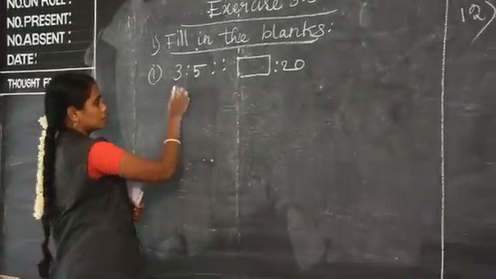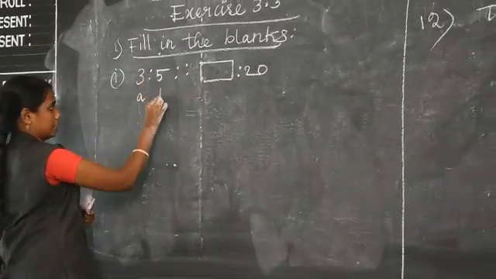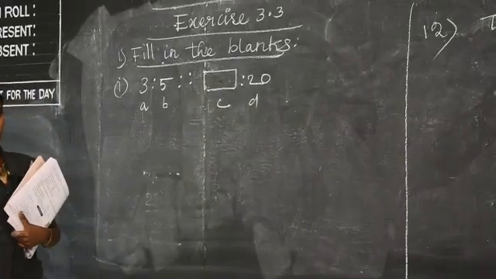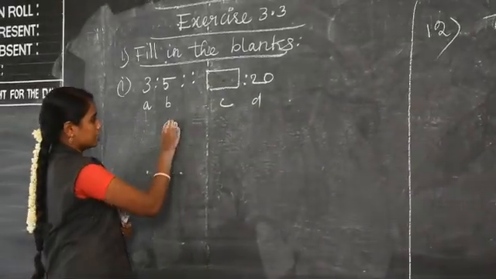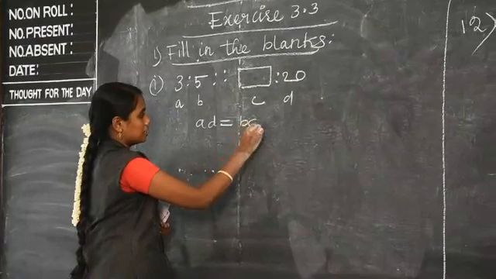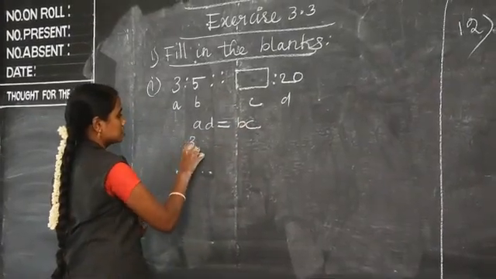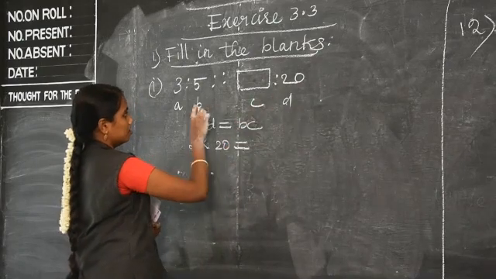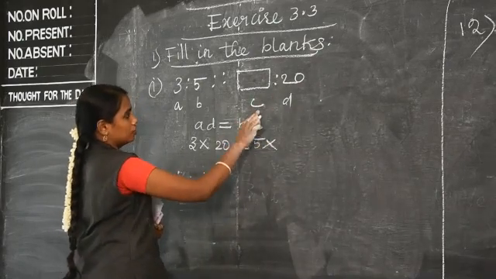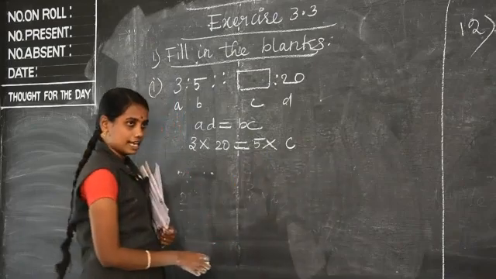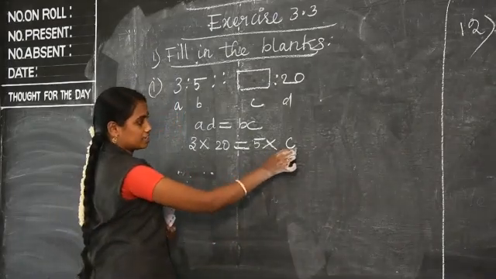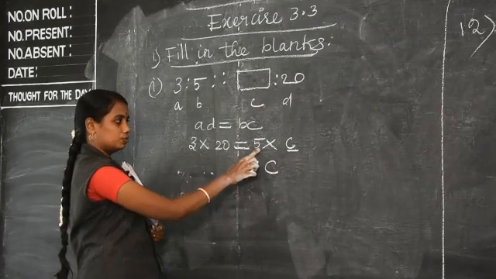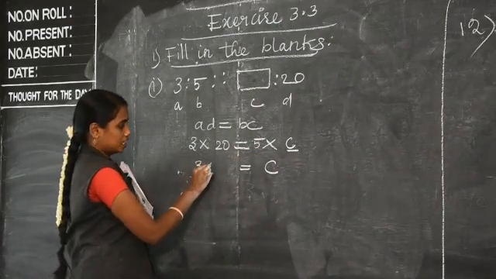Okay, listen, proportion method: first consider A, B, C, D. Okay, 4 terms. Yes or no? A, B, C, D. The formula is AD equal to BC. A value is 3. D value is 20. B value is 5. Do we know the C value? No. Write the C as it is. Okay, now we are going to find the C value. Let the C be as it is. The multiple of 5 will come to this side as division.